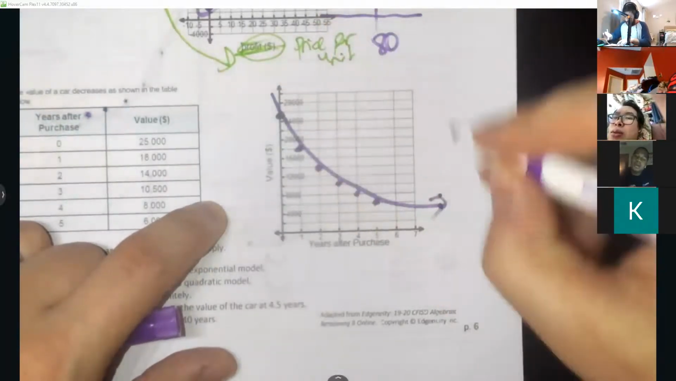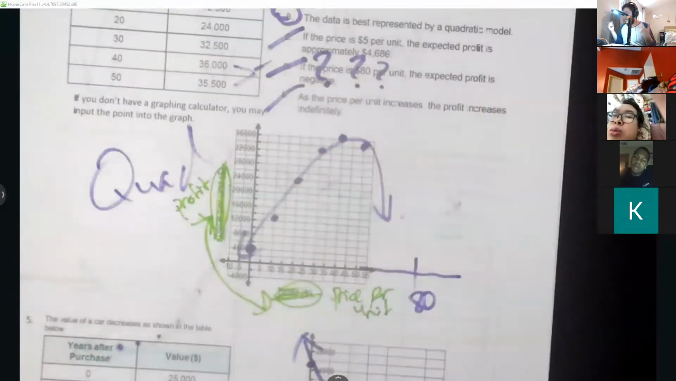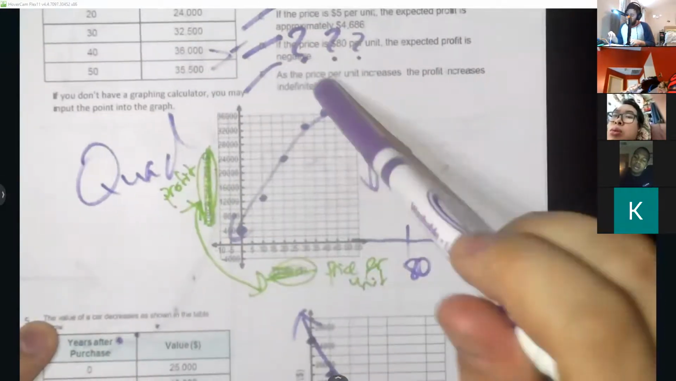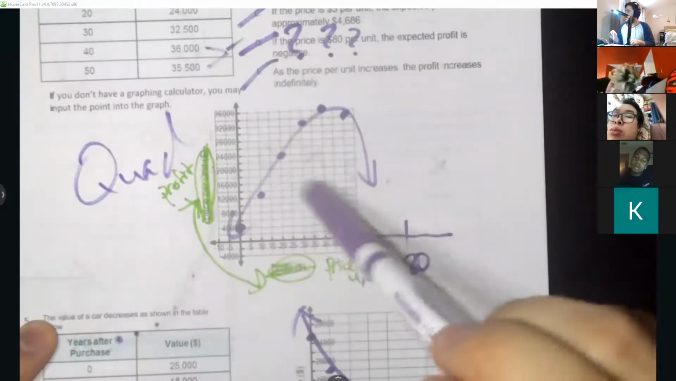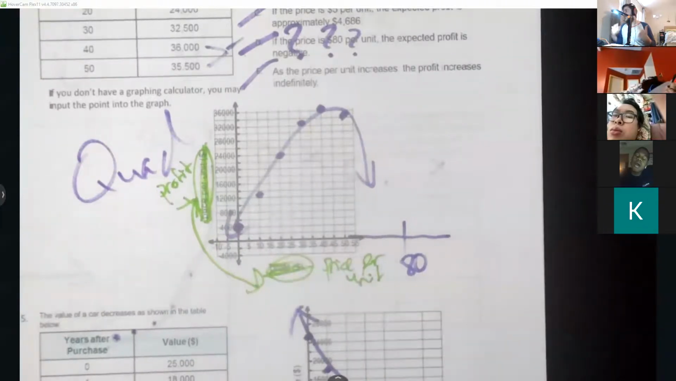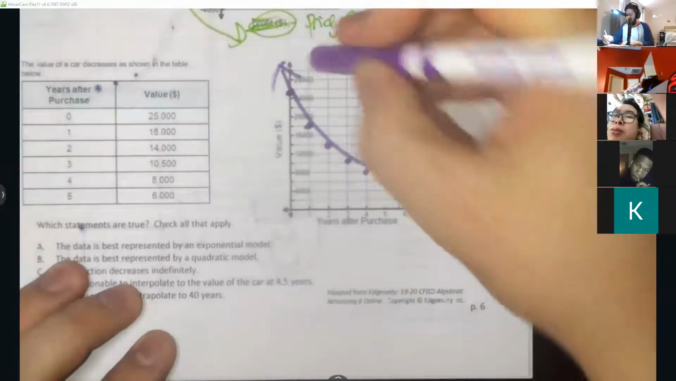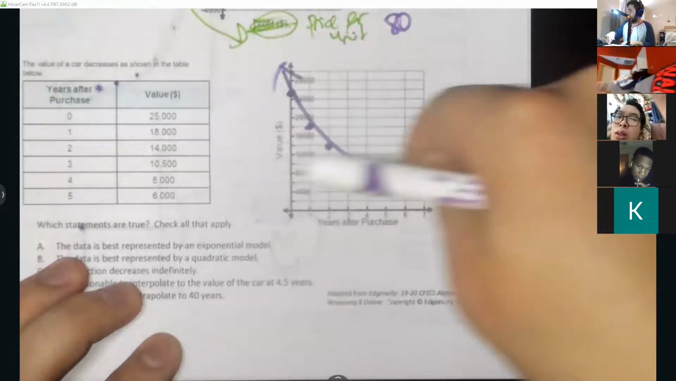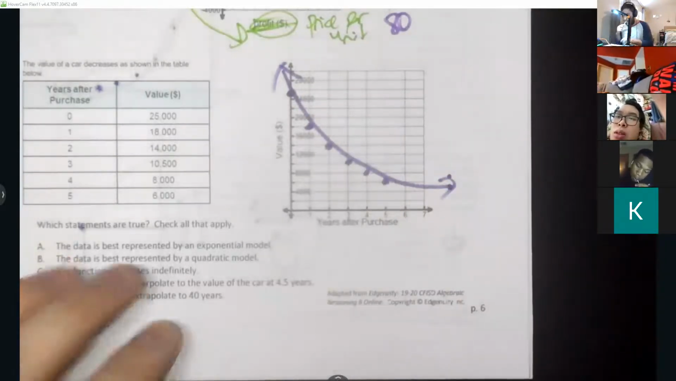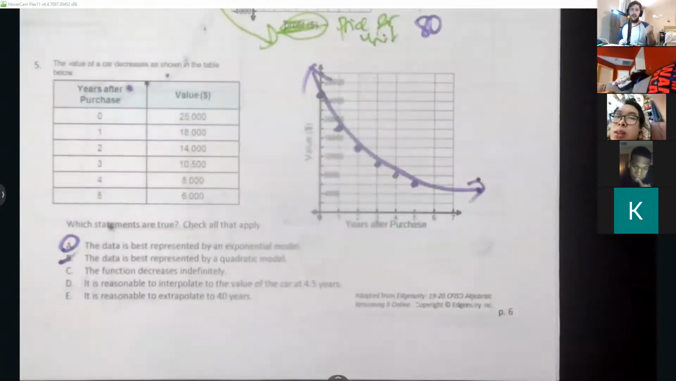Wait, so this is probably the quadratic graph. That's a positive one, right? For the quadratic, this one would be a negative quadratic just because it's flipped. Like the arrows aren't going up, they're going down. So we'd consider it to be a negative one. Same with this one. It's technically not a negative one, but it's going down. That's why throughout the year we've called it the negative one, because it's coming down. Okay. So exponential model, absolutely not a quadratic model.